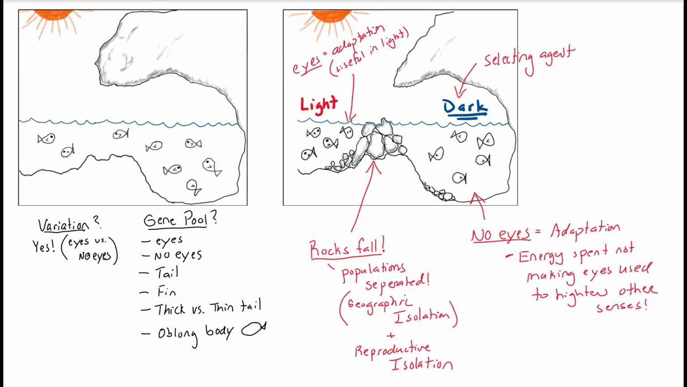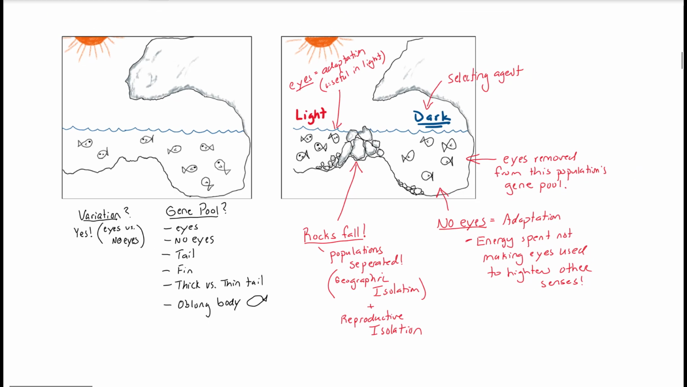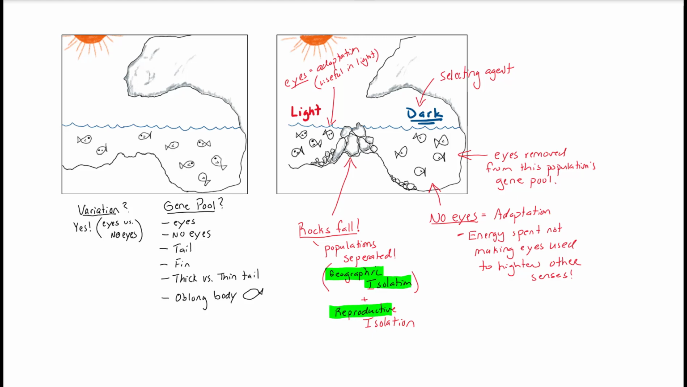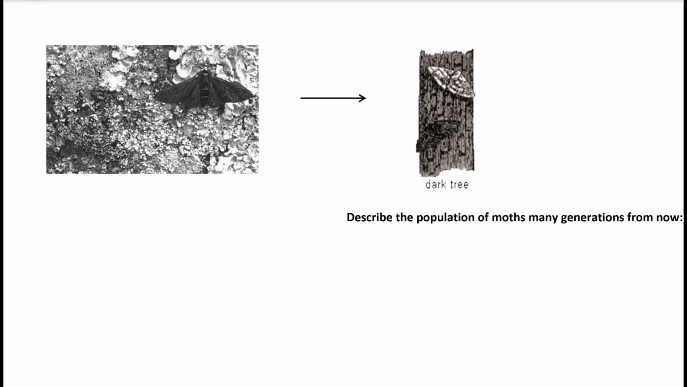Outside, having eyes is very beneficial in the light because you could find your prey, you could escape predators, you could find a mate. Very advantageous. And just to note, on the dark side, the eye trait was removed from the gene pool. There are no more fish with eyes.